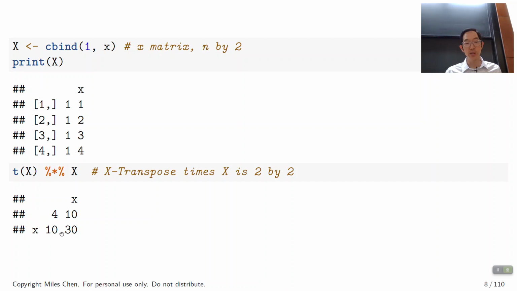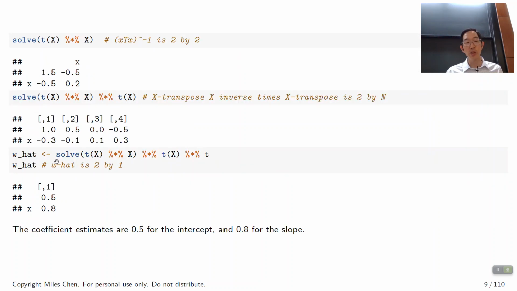These are the quantities here. So we have 4, 10, 10, 30, and if we were to multiply this 2 by 2 matrix with this 2 by 2 matrix, we would end up getting the identity matrix, right? So this is the inverse of X transpose X. Then I do X transpose X inverse times X transpose, and that results in a 2 by n matrix. And then I multiply that finally by T.